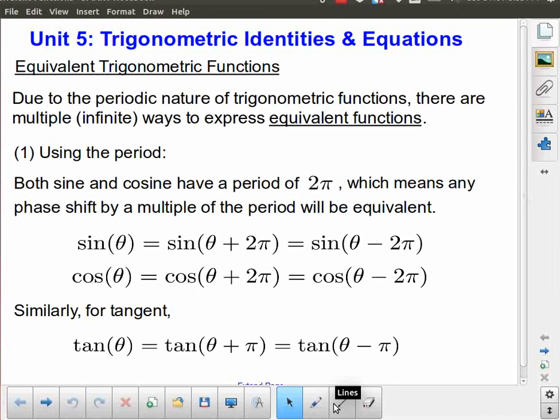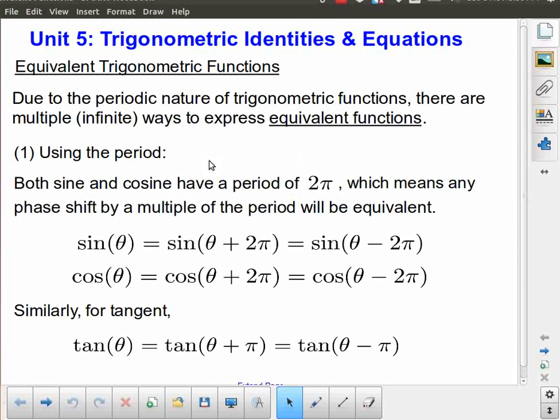For this lesson, we're starting our next unit, but we're really just continuing with trigonometry. In this lesson, we're going to be looking at the idea of equivalent trigonometric functions. And we've already discussed these informally throughout our previous discussions on trigonometry.